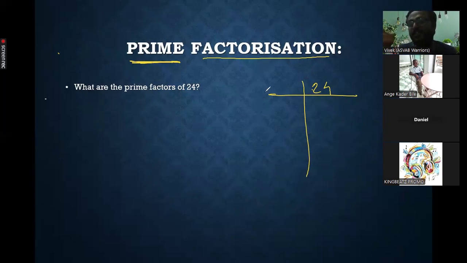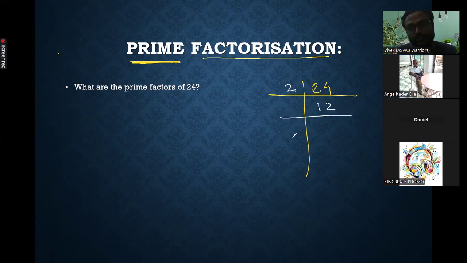But the method that I'm going to teach you here is that we'll find the least prime number, other than 1, that you can divide 24 with. So 2 is the least prime number other than 1 which we can divide 24 with. So 24 divided by 2 would be 12.